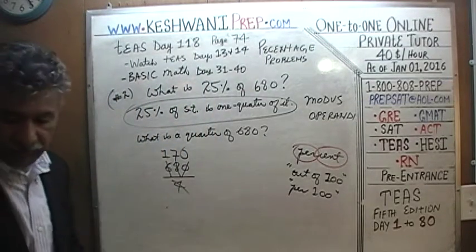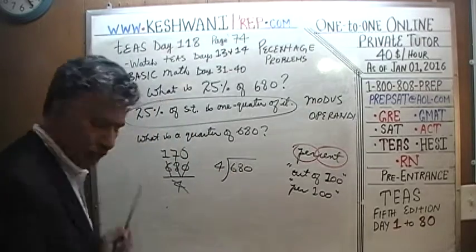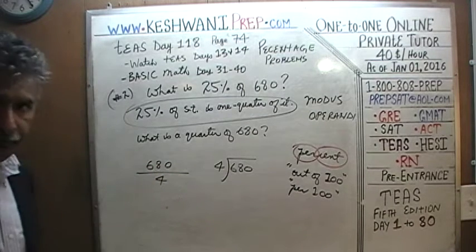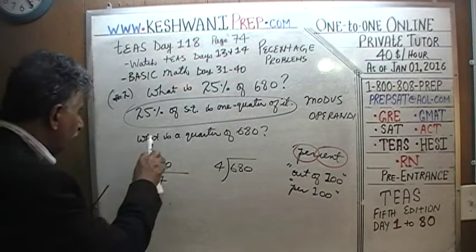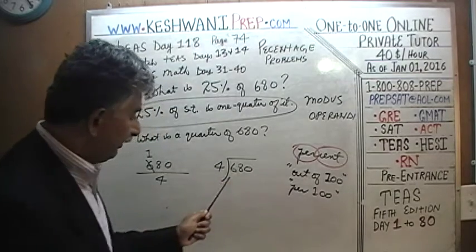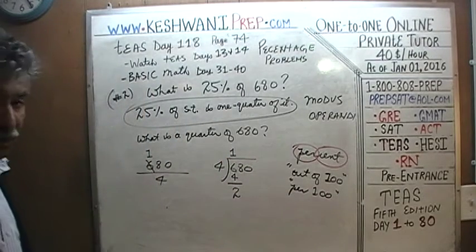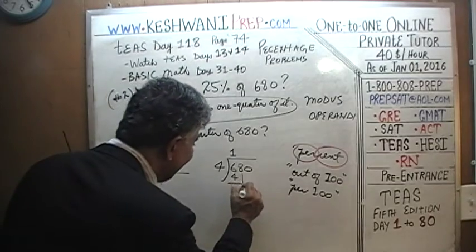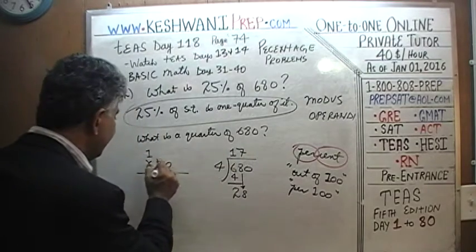Let's do the same division one more time, the long way, and see if you can understand the language. We're dividing 680 by 4. Watch what happens. Are you ready? How many 4s does 6 have? 6 has 1 four. After we take away the 4 from the 6, we have a remainder of 2. What happens to that 2? That 2 goes and joins the 8 and becomes 28. How many 4s does 28 have? 28 has 7 fours.